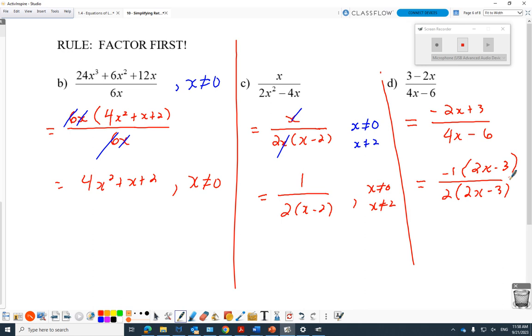I'm looking to see if you agree it's correct. Here's how we check what's correct. What's 2 times 2x? 4x. What's 2 times negative 3? Negative 6, yeah. So the denominator is correct. Let's look at the numerator. Negative 1 times 2x? Negative 2x. Negative 1 times negative 3? 3. Yeah, it works.